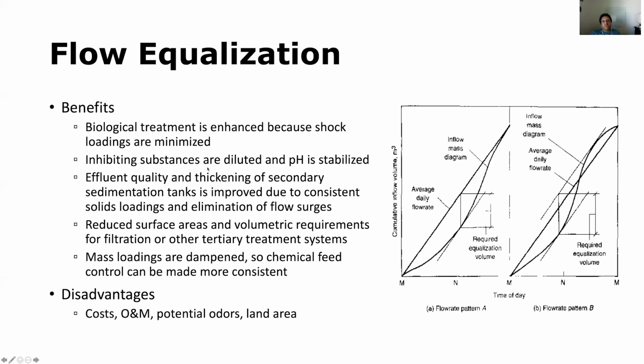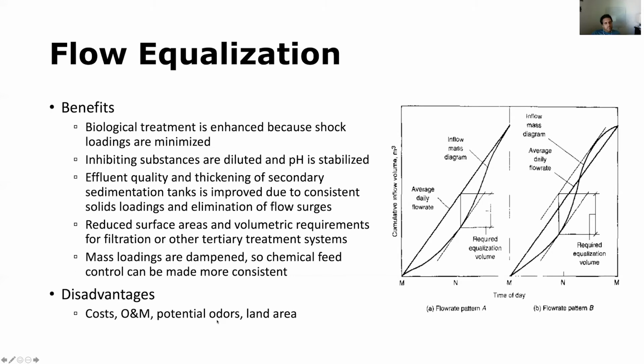You also dilute some of the inhibiting substances which might be found, especially if you have industrial wastewaters mixed in with the system. You're stabilizing the pH, so you're providing more stable conditions for those bacteria to thrive. The effluent quality is improved, again, because of this consistency that you're introducing into the system. So of course, this is an additional cost. It's an added space that has to be accounted for at the treatment facility. You would need a considerably large tank in order to equalize the flow rate for an entire day. But the benefits from including flow equalization may outweigh some of those costs.